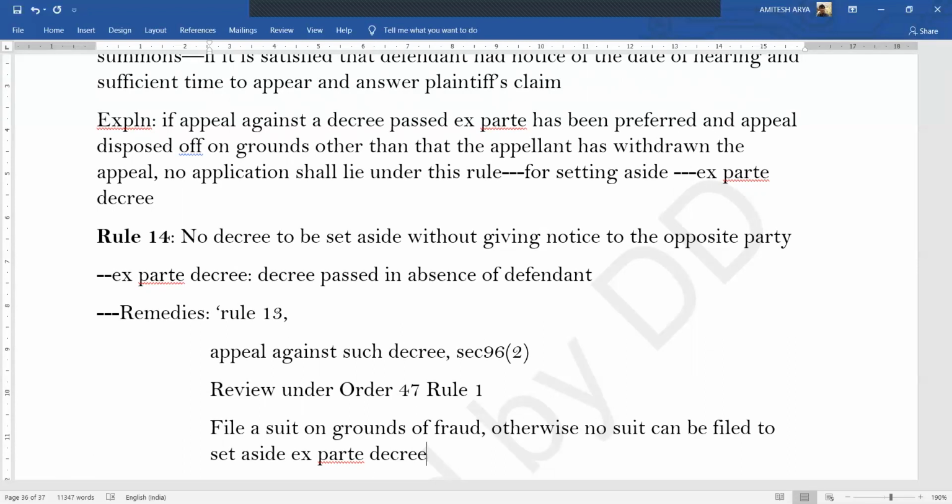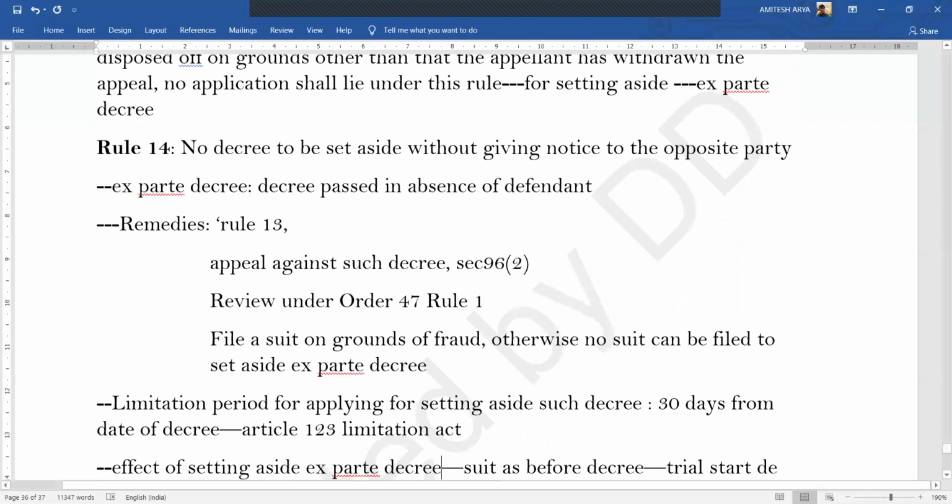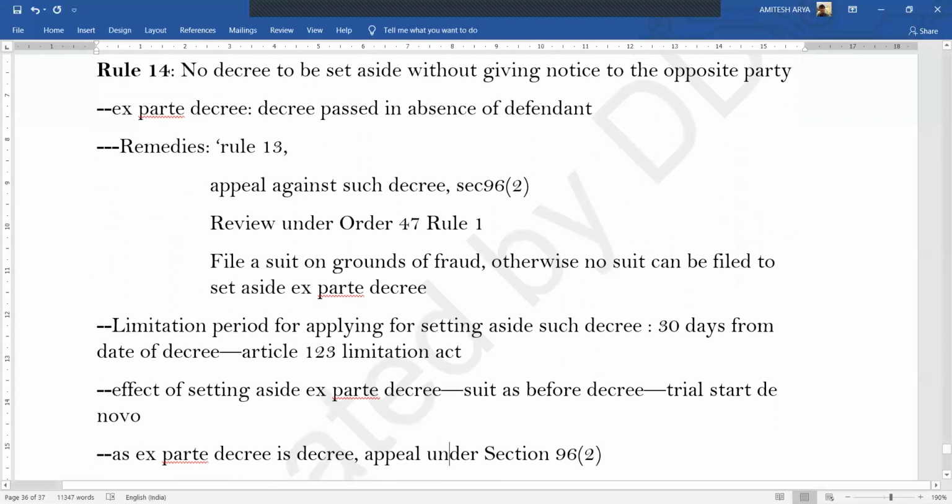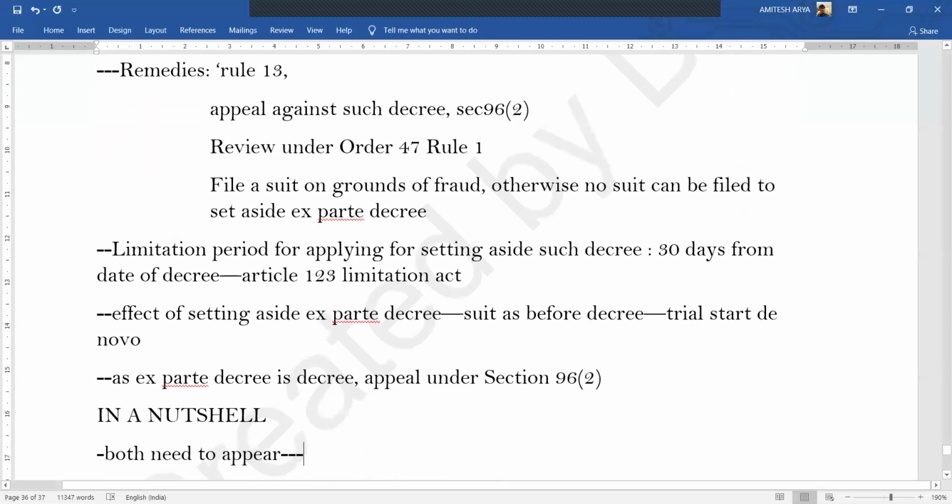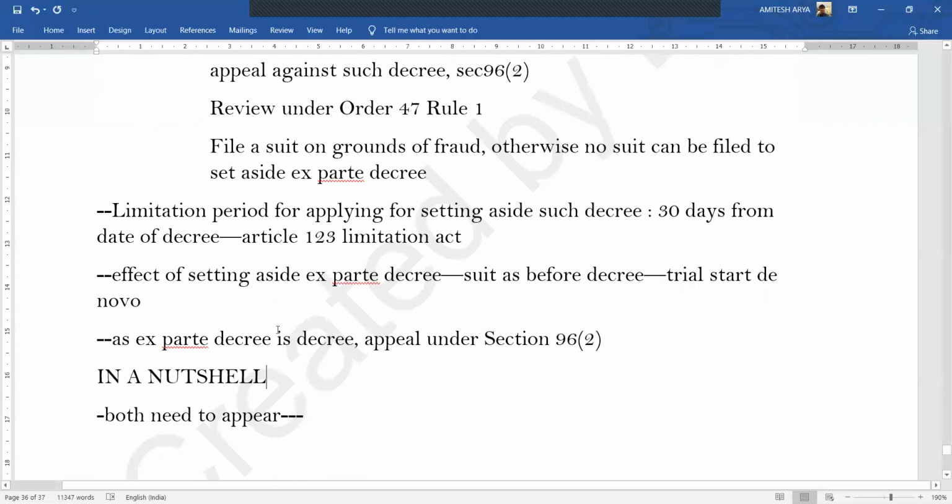For setting aside an ex parte decree, you can show how fraud was done on you. On that ground only, you can file a suit. And what is the limitation period for applying for setting aside such a decree? That is 30 days from it. That is given under Article 123 of the Limitation Act.